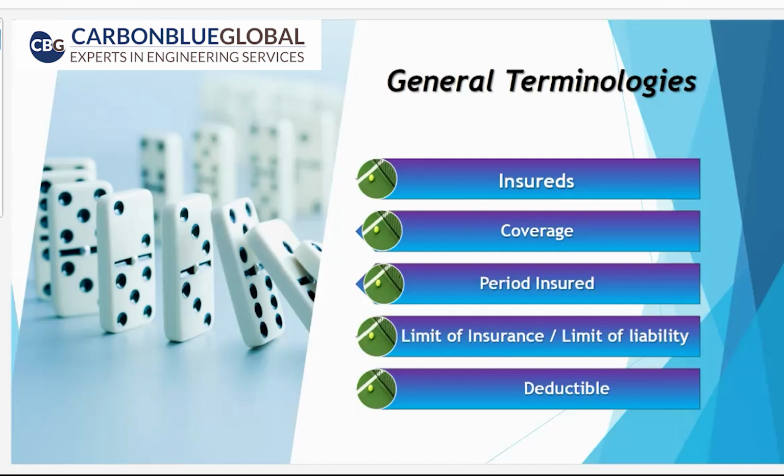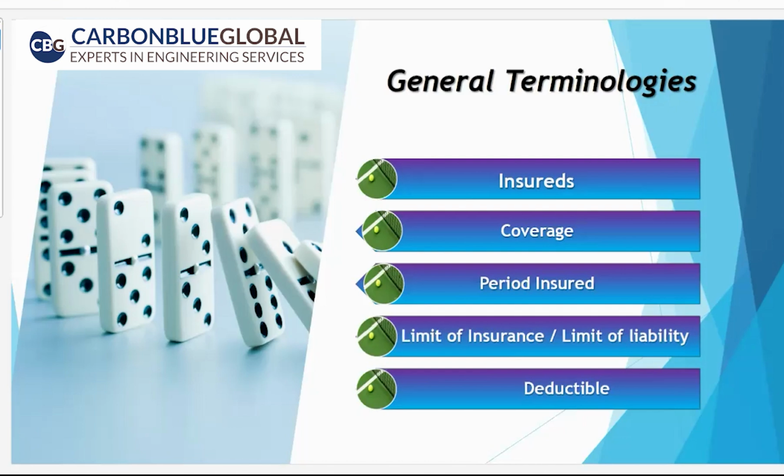The next terminology you will see is the period of insurance. The period of insurance specified in an insurance policy signifies the period of validity of that insurance. So it will have a commencement date of that insurance policy, as well as the expiry date for that insurance policy, and there will be some terms and conditions for the extension of the validity of this insurance.